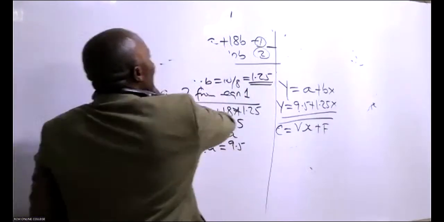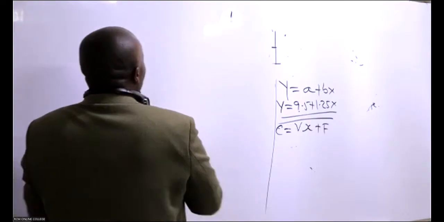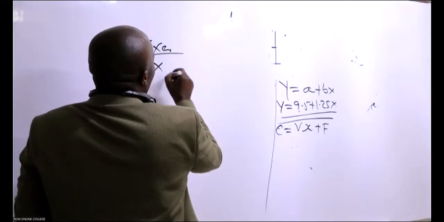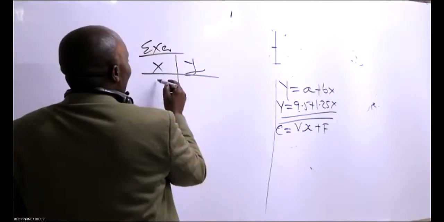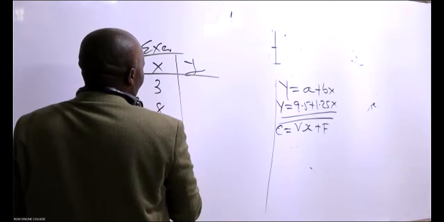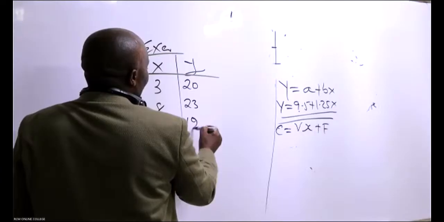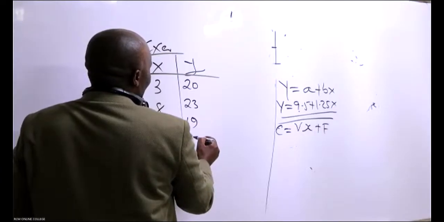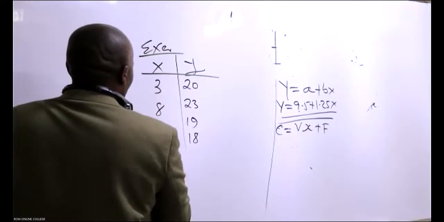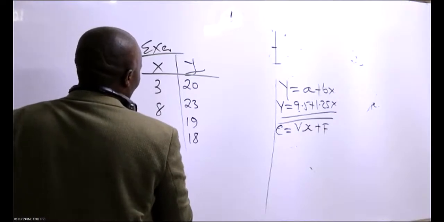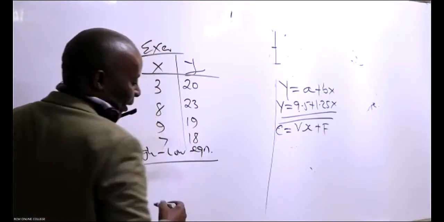But for now, ladies and gentlemen, can you kindly do me a favor? Let me give you this question to try. Exercise 2. Now this is yours, a class exercise. We are given x and y. So we are given here 3, 8, 9, 7. We are given here 20, 23, 19, 18, something like that. Can you kindly now give me the high-low equation? Let's see. Give me the high-low equation.